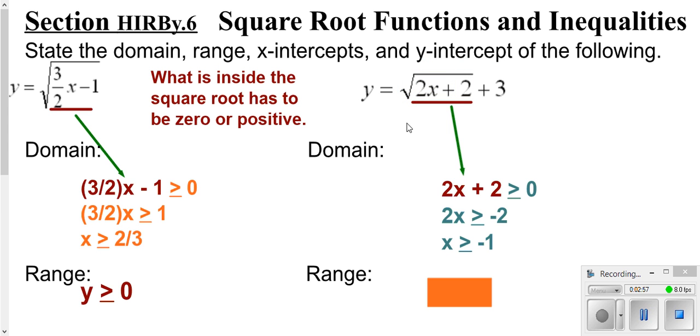Range, what we have right here in the red box, we look in front of our root, and it's a positive, so we know we're not getting out negatives. So everything in the red is greater than or equal to 0. But if we take everything in the red that's greater than or equal to 0 and we add 3, that means our range will have to be greater than or equal to 3.